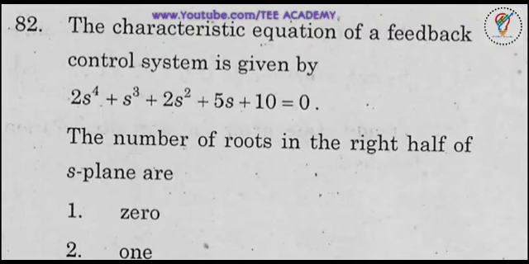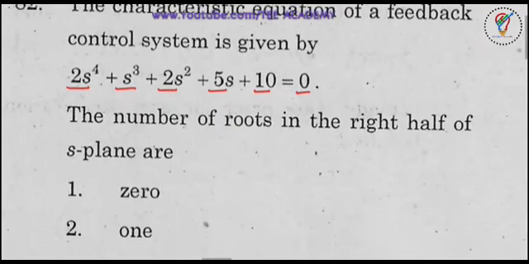Now we will discuss the Tamil Nadu Electricity Board 2018 AE paper, and this is the 4th lecture of the solutions of the TNEB AE paper. Now the question is from the control system subject. The characteristic equation of a feedback control system is given by s power 4 plus s cube plus 2s square plus 5s plus 10 is equal to 0. The number of roots in the right half of the S plane are?